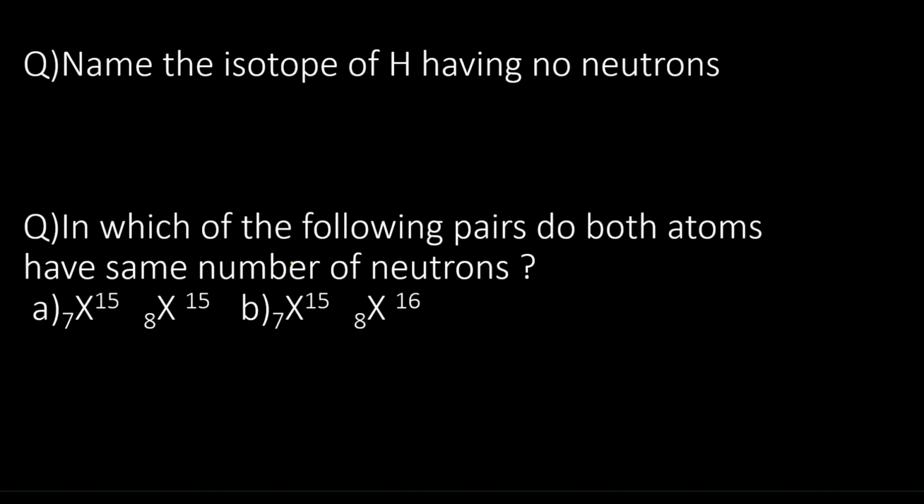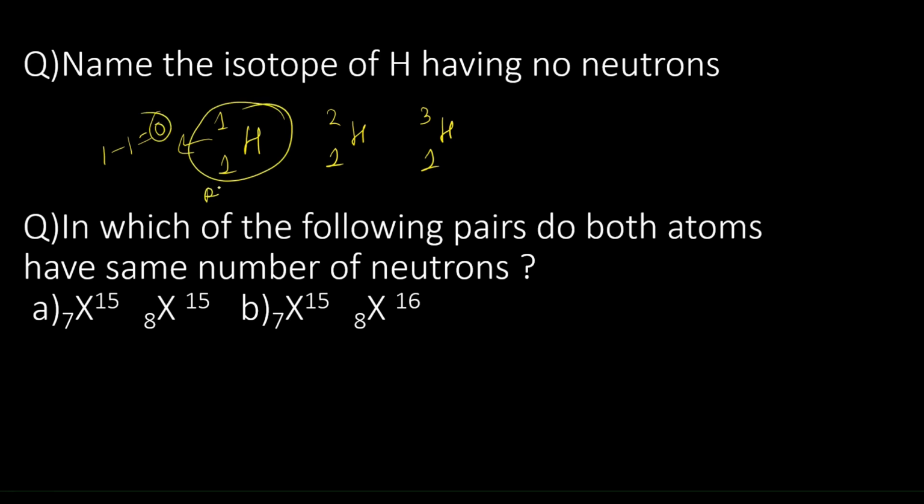Next question. Name the isotope of hydrogen having no neutrons. Hydrogen isotopes are a very common question. 1 1, 2 1, hydrogen 3 1. Which one has got no neutrons? Means the subtraction value is going to be equal to 0. So, this is the isotope of hydrogen, that is protium. Protium has got no neutrons. In this case, 1 neutron. In this case, 2 neutrons.